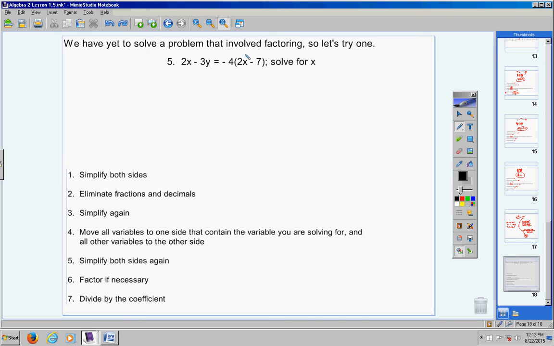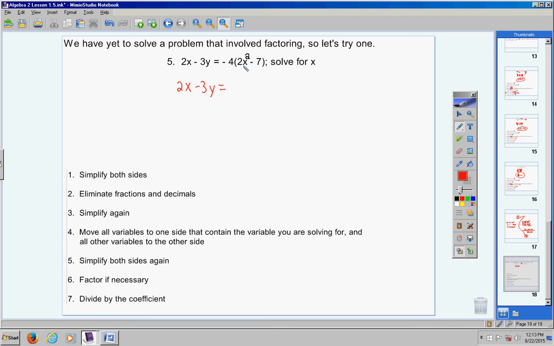2x squared. And here we go. Let's solve for x, all right? Step 1, simplify both sides. Well, you cannot simplify 2x minus 3y. They're different terms. Over here, though, we can take a negative 4 and multiply it through.